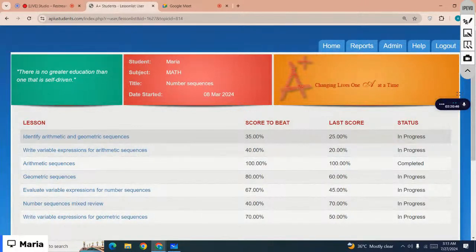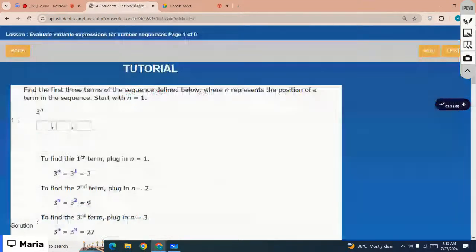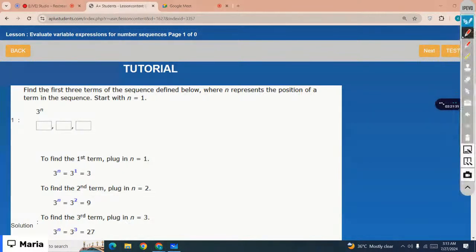The next lesson is evaluate variable expressions for number sequence. So you are given the number sequences. You need to evaluate variable expressions for these number sequences, right? Okay. Find the first three terms. No, you're given the variable expressions. You need to find the number sequences. Find the first three terms of the sequences defined below, where n represents the position of a term in the sequence.